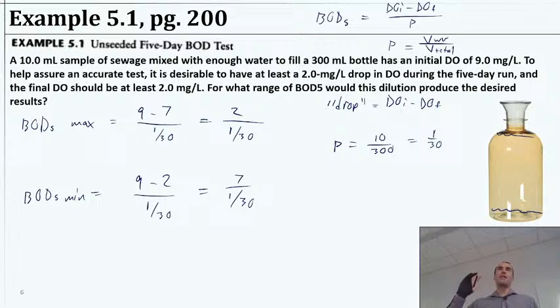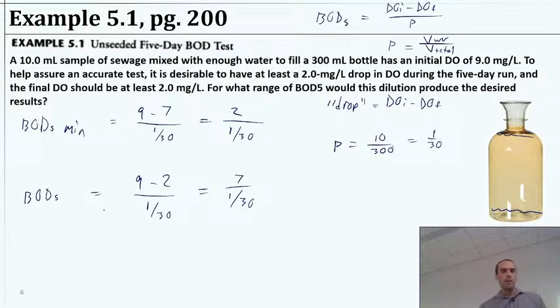Right, so that's actually the minimum BOD case, because this will give us a smaller number. That would have been clear as soon as I did the math for us. But what I should have said, and we have to be a little careful with the wording, is that the minimum BOD has the smallest drop in dissolved oxygen. And the smallest drop we're allowed to have is 2, which is 9 minus 7. That's the better way to say it.